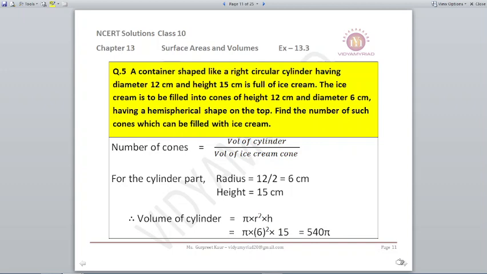So for the cylindrical part, let's find out the volume. Radius is given to us as 12 by 2, that is 6 centimeters, and height is 15. So volume of cylinder is pi r square h, so that is pi into 6 square into 15, which is 540 pi.